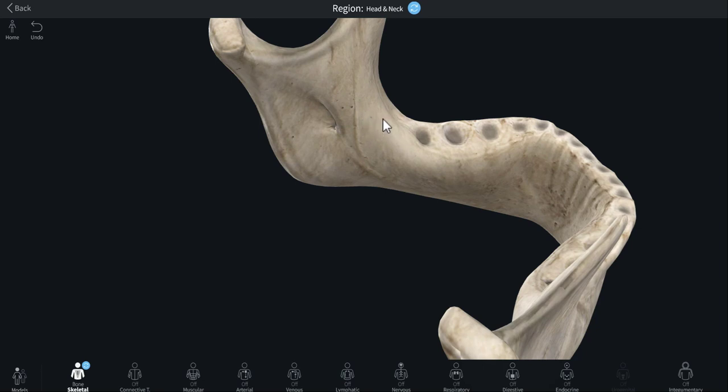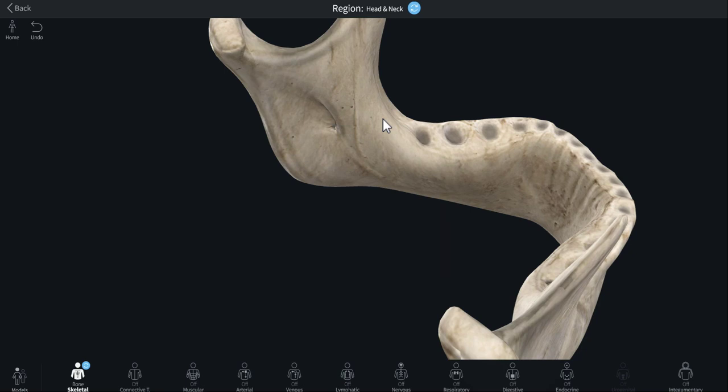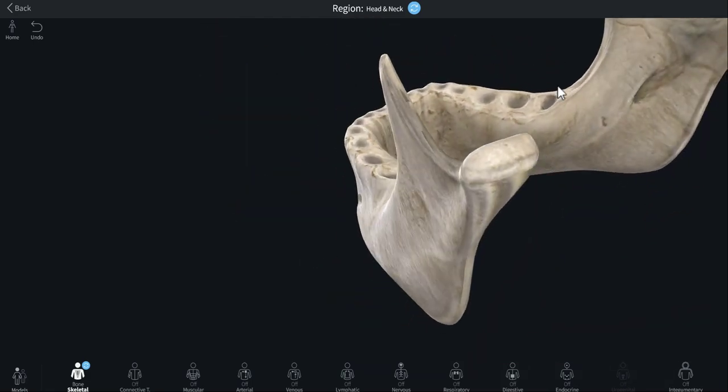A raphe. The name of the raphe is pterygomandibular raphe. Pterygo, P-T-E-R-Y-G-O, pterygomandibular raphe. All right, very important. Please do try to remember this. And by the way, I'm showing all of this on the left side, but that does not mean that the right side is deprived of all this. These are symmetrical things. So obviously, whatever I'm telling on one side of the mandible is reflected on the right side as well.